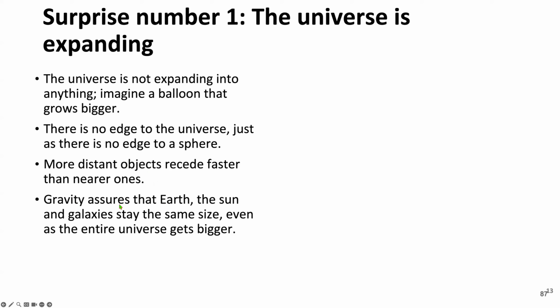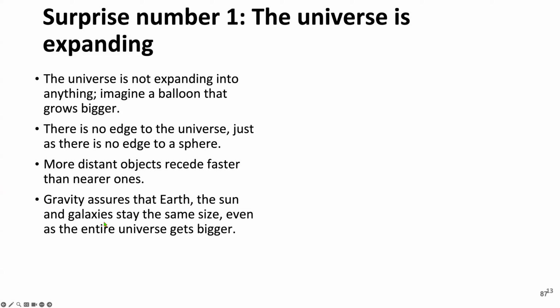And you might wonder, since the universe is expanding, does that mean that Earth is getting bigger or we're getting bigger? And the answer is no. In the case of astronomical collections like the solar system, gravity assures that the Earth and its distance from the sun and the other planets is not changing because of the expansion of the universe. Galaxies even don't change size because of expansion of the universe.